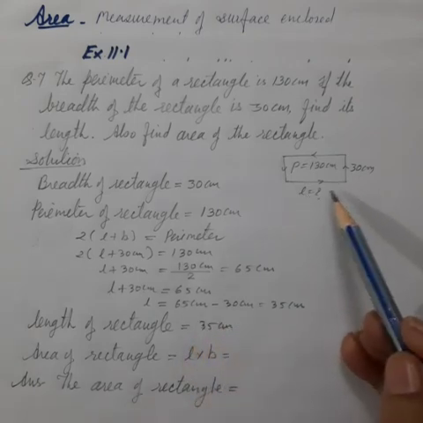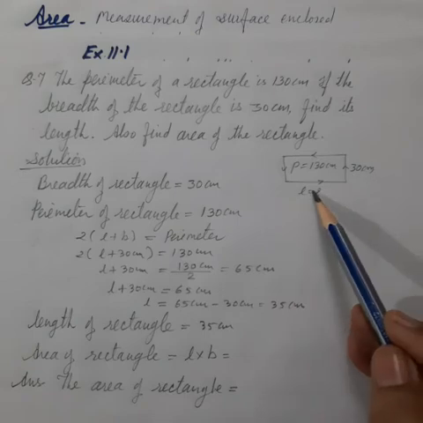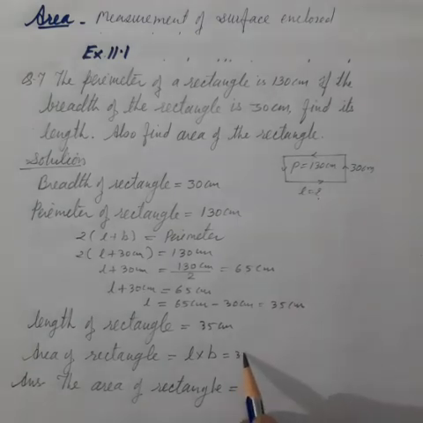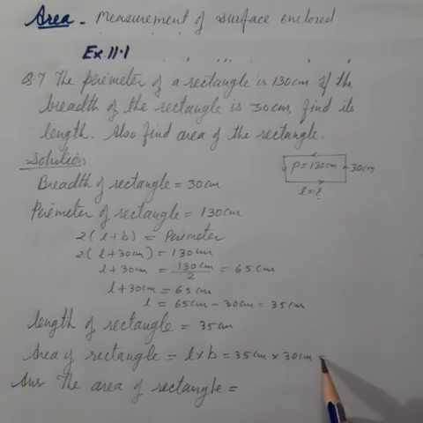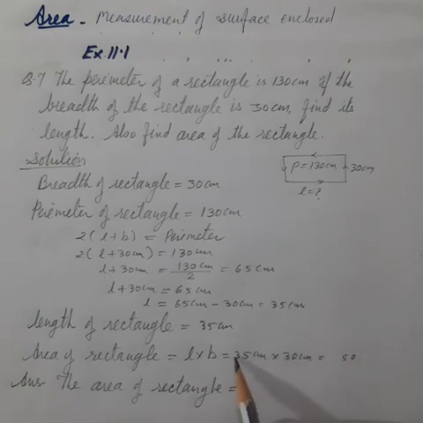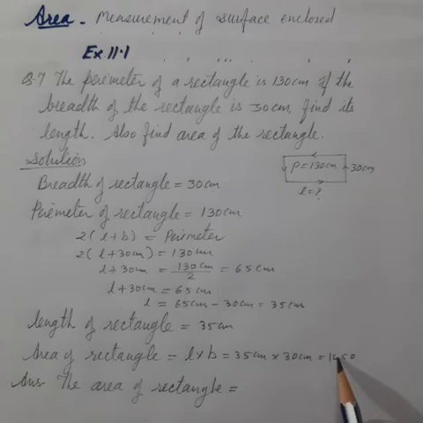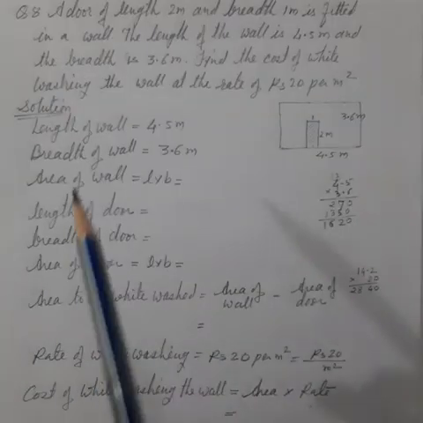Now we can find out the area. Area of rectangle is length into breadth. Length is 35 centimeter and breadth is 30 centimeter. Multiply: 0; 3 5s are 15, 1 carried; 3 3s are 9 plus 1, 10. And centimeter into centimeter, square centimeter. So the area of this rectangle is 1050 square centimeter.